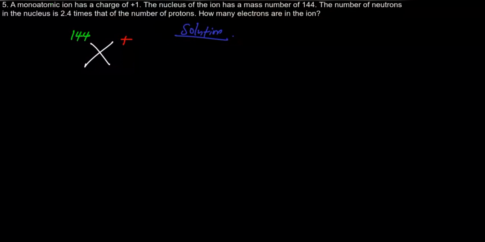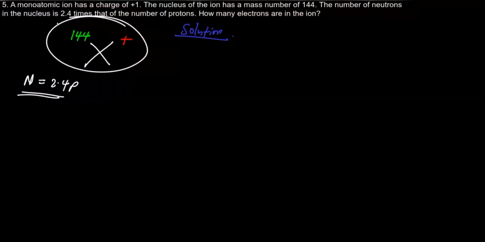And we're told that the number of neutrons is 2.4 times the number of protons. So let me write that somewhere. The number of neutrons N is equal to 2.4 times the number of protons. Take note of this, and we have to find the number of electrons. Don't panic at all. From here, you observe that we don't have the atomic number or the number of protons, and I would love to get this number of protons.